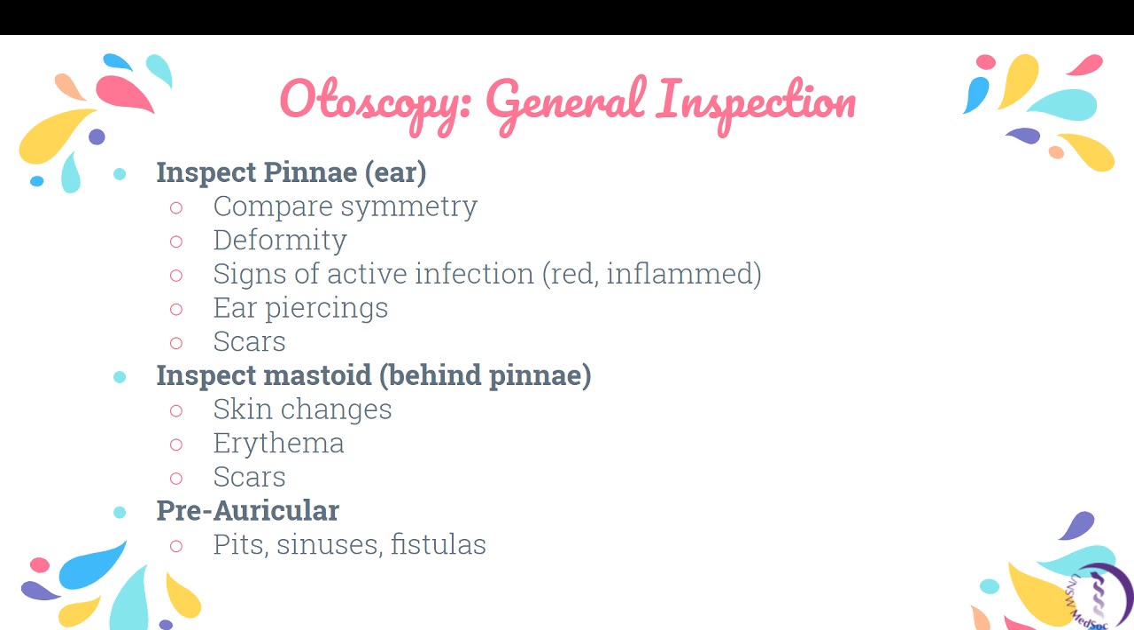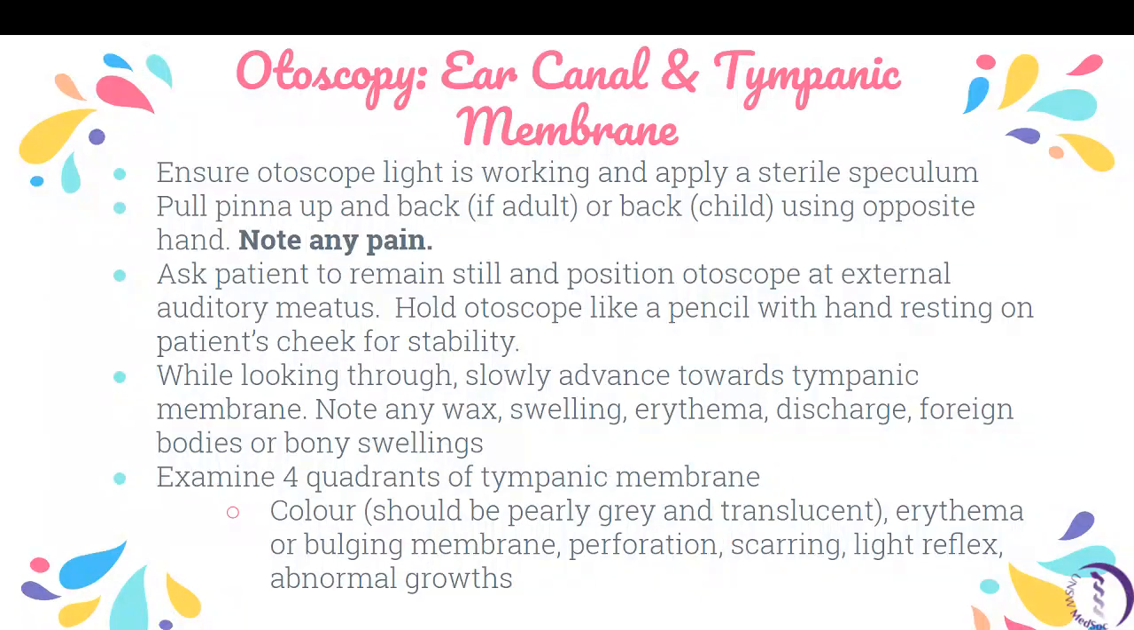Okay. So that's a general inspection, and then we're actually going to go into the ear using our otoscope. So you want to ensure that the otoscope light is working, so just test it and flash it on your hand, and you want to apply a sterile speculum. If it's an adult, which it would be, you just want to pull the pinna up and back. If it's a child, you only need to pull it back because their ear canals are quite horizontal.